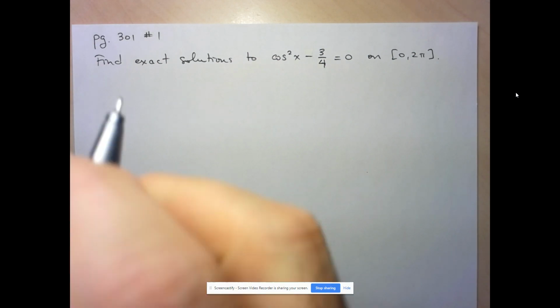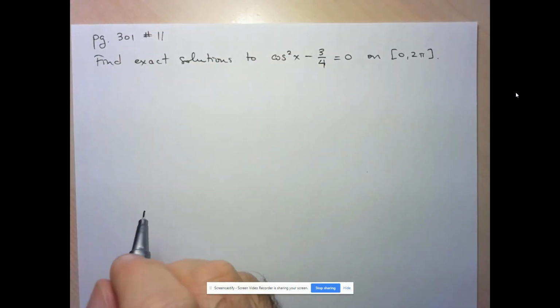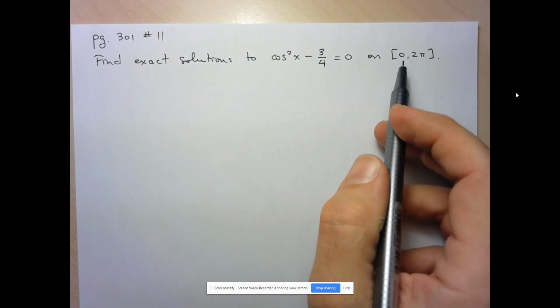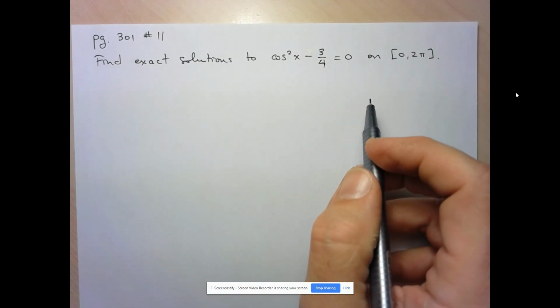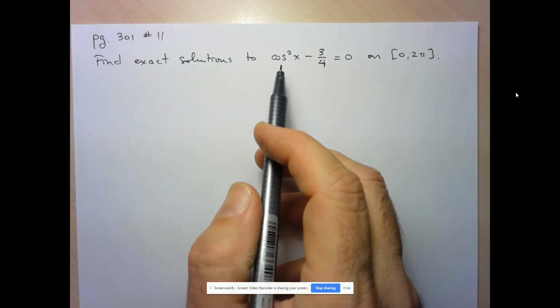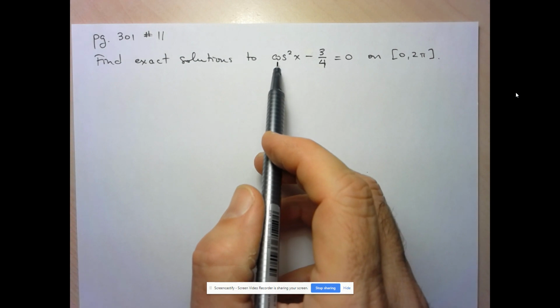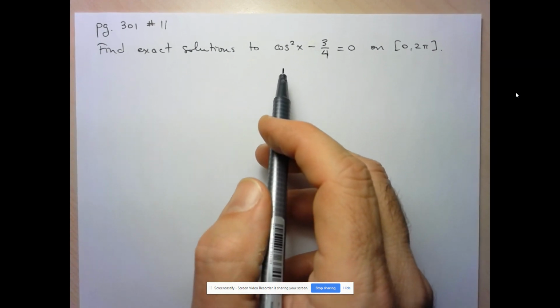Hi folks, we're going to take a look at number 11 on page 301. So here they want us to find the exact solutions to this equation on the interval 0 to 2 pi. All right, so here our first goal is to isolate a trig ratio. And this one here is fairly easy because we can just do it using opposite operations.